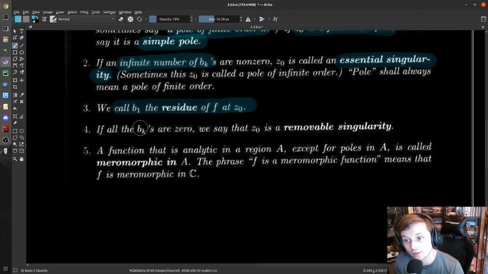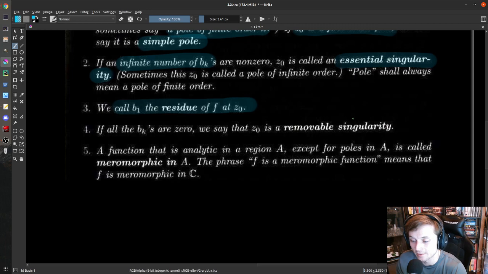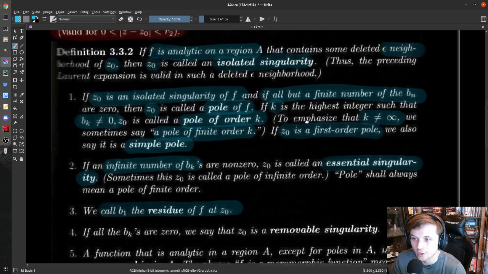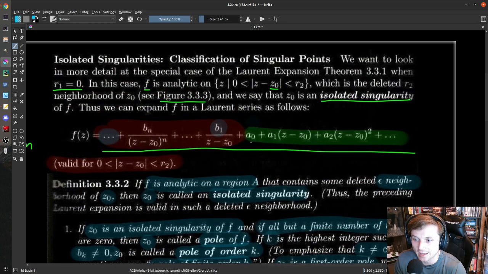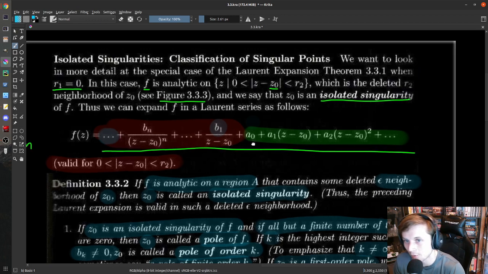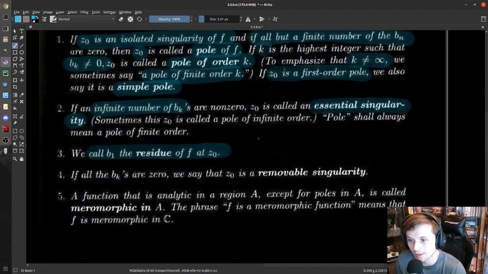If all the Bk's are 0, then we'll say that z0 is a removable singularity. This kind of situation is just to distinguish when you basically have an analytic function, except potentially at a point, right? A great example of something like this would be the function f of z equals z over z. This is 1 everywhere except at 0, right? So it's basically the constant function 1. We've just got a little hole punched out of it.